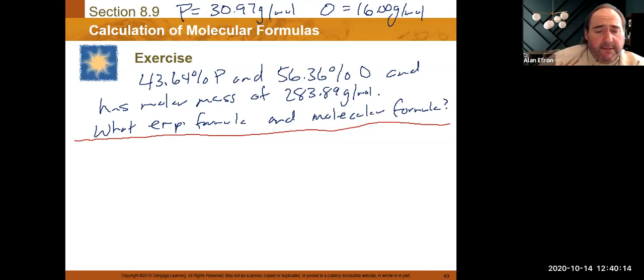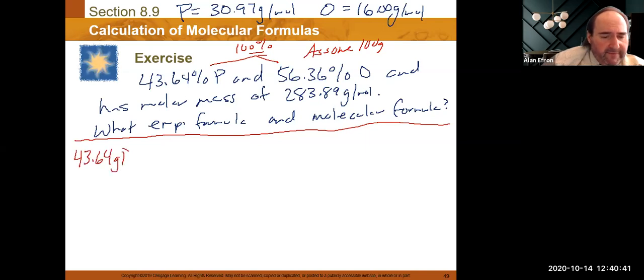Okay, so let's take a look at this one. So again, we want the empirical formula and molecular formula. So in this case, we do need to kind of go through the empirical formula process first. Again, we have a couple of percentages. It does add up to about 100%, so we're not missing anything. We again could assume that we have 100 grams. That's going to keep our numbers the same.